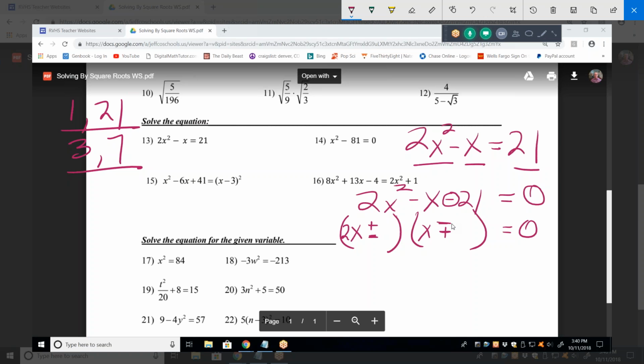I could do 3 and 7, but that doesn't produce the correct middle term. Notice what middle term that produces. Plus 3x for the inside, minus 14x for the outside. Very important you understand what I'm talking about here. That's not the middle term. The middle term is minus x.